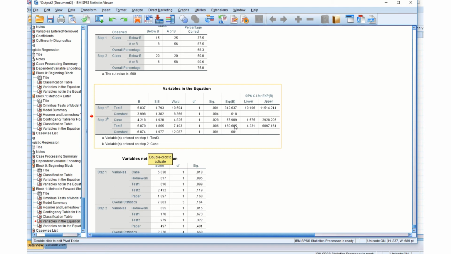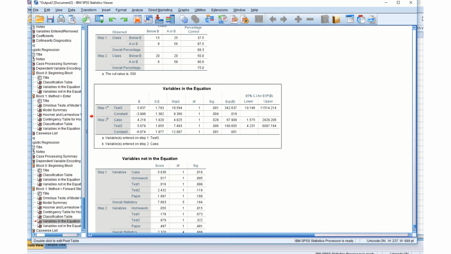Now, let me also say this. If one of these is negative, like if test 3 was negative, then what that would mean is that it is the increase in likelihood that it would be in group 0, which would be the C or below group, as opposed to the A and B group. We don't have that here. That's not the case. But if one of these was negative, it contributes to the likelihood of the opposite group, and that's how that's interpreted.